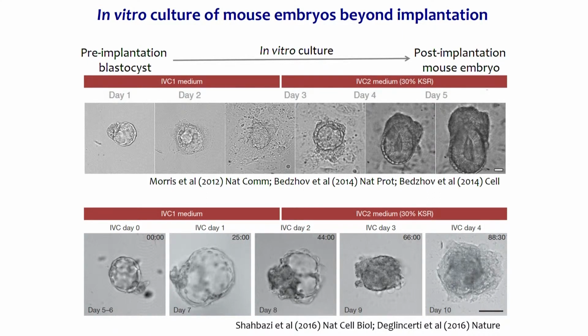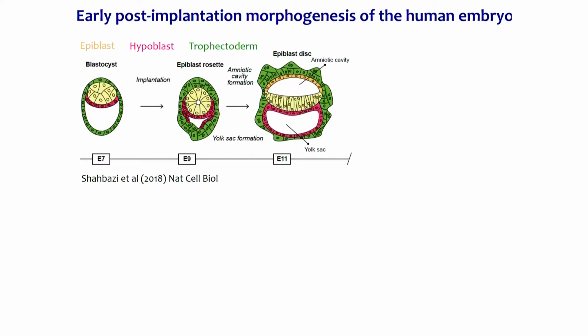So we applied the same kind of method to human embryos, and we observed that the human embryos were able to survive in this culture method and they attach. But now, are they undergoing normal morphogenesis? So these are just some drawings to show you the type of structures that we want to analyze.